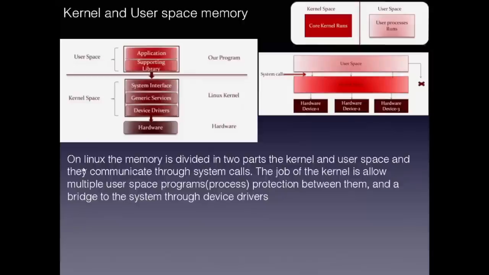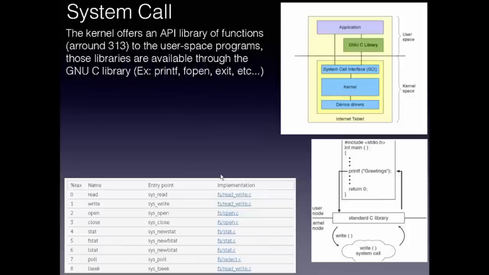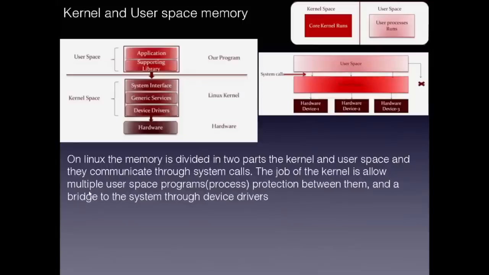So here I'm just saying that on Linux, the memory is divided in two parts, the kernel and the user space, and they communicate through system calls. The job of the kernel is to allow multiple user space programs or processes and protection between them, which means that in theory two different programs could have access to all the memory. It's the job of the kernel to avoid a program starting to write or read memory from a different program. This kind of security is managed by the kernel and uses a piece of hardware called the MMU, a memory management unit. It's really a piece of hardware, an IP core that sits on the ARM processor and makes the translation between virtual memory and physical memory.